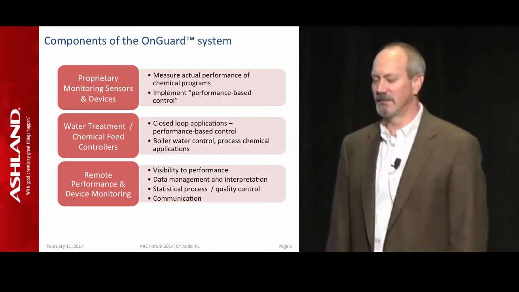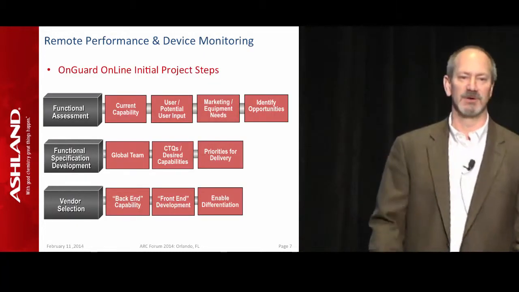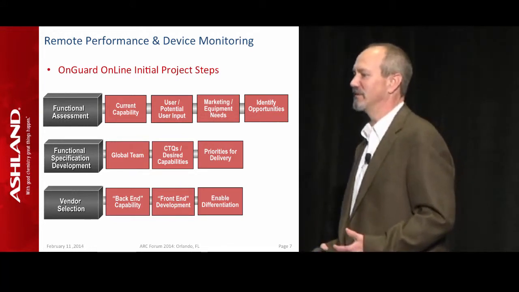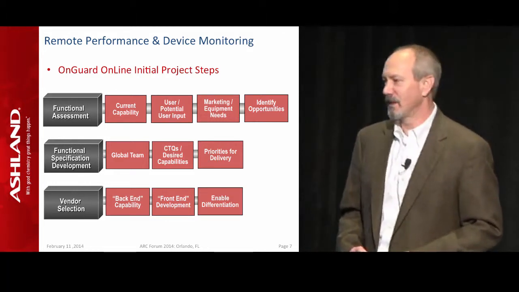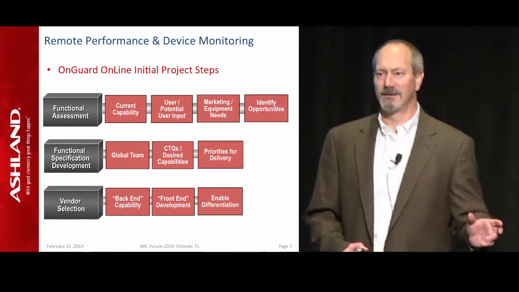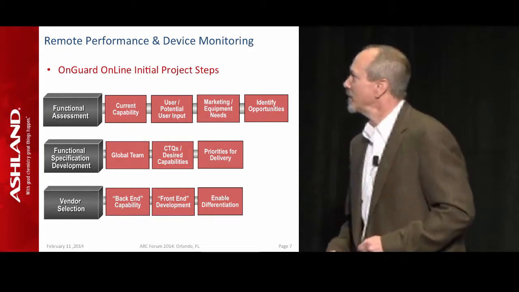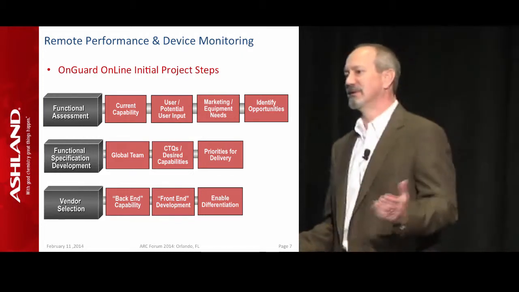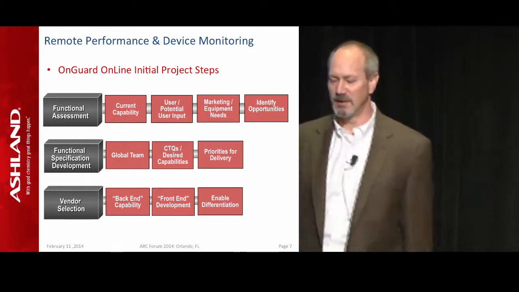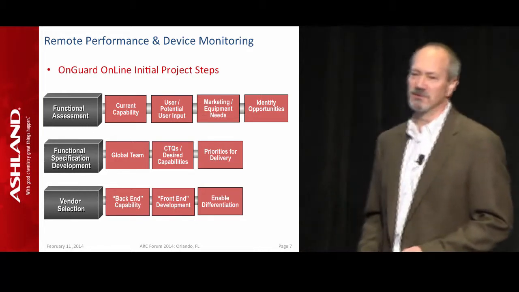In setting up that third piece, we had a project set up around the OnGuard Online. And like all projects, they're going to be as successful as the pre-work that you put into them. So we assessed where we stood currently with our functional assessment. We looked at our current capability, which at the time was a small one-controller online system that was rudimentary and hadn't been updated since the early 2000s. We gathered input from our users, what they liked and didn't like, and potential users. We talked to our marketing people and the equipment people. We identified a whole bunch of opportunities for improving this. From that, we developed a functional specification.